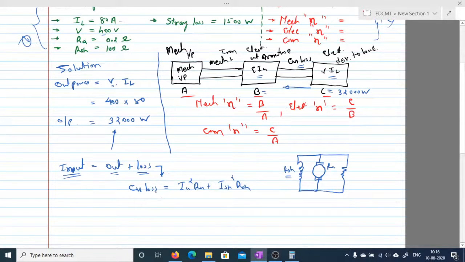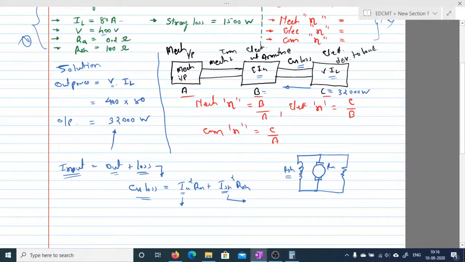Now to find copper losses, do we have armature current? No, we don't have. Do we have the shunt field current? Even that we do not have. So first we will find the shunt field current, and then we will find the armature current. From these two we will calculate copper loss, and from this copper loss we will calculate total input.